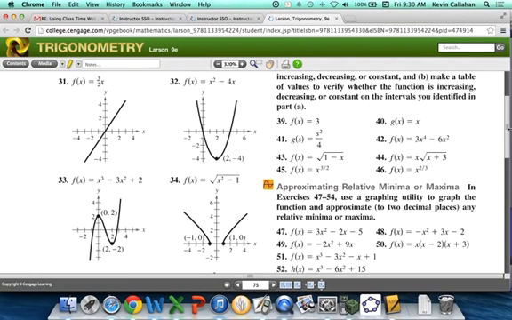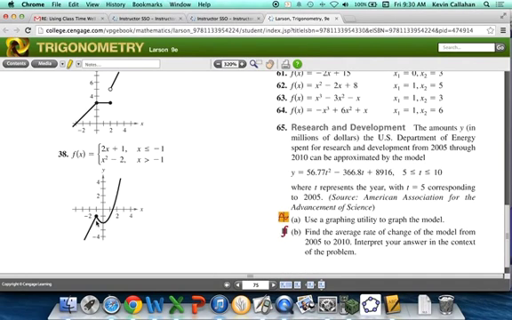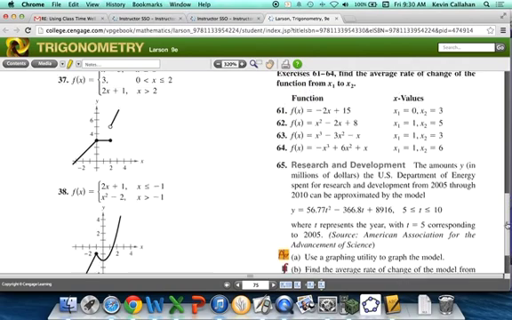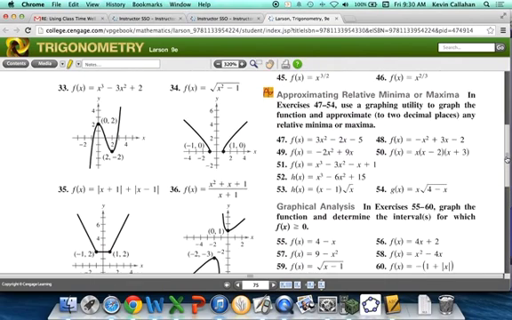It's increasing from -infinity to 0. It's decreasing from 0 to 2. It's increasing from 2 to infinity. And you could say that in any way you want. You could use interval notation. You could use less than symbols, greater than symbols, whatever you want.